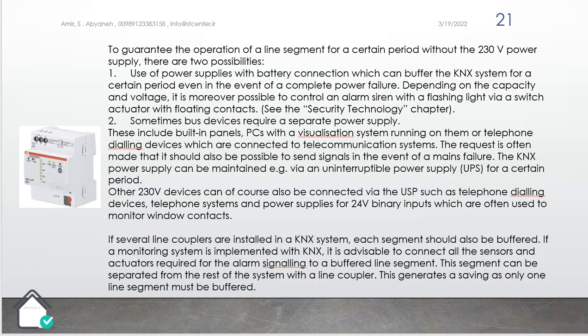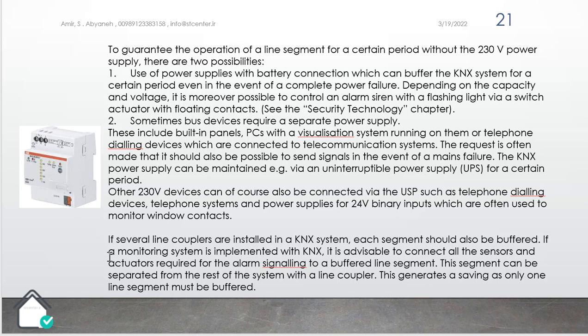Depending on the capacity and voltage, it is moreover possible to control an alarm siren with a flashing light via the switch actuator with floating contacts. Of course, if you use the security options, you should have the battery inside of your electrical cabinet. And the book said maybe you can use that for alarming function also.